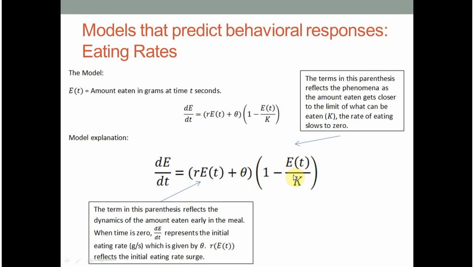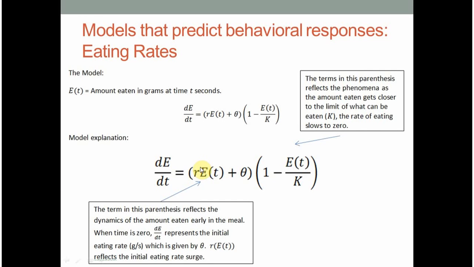As E, the number of grams, gets close to a saturation rate, K, this term right here becomes close to 0, and we level off. So it rises, increases, and levels off at the value of K. So that's your saturation rate, or satiety.